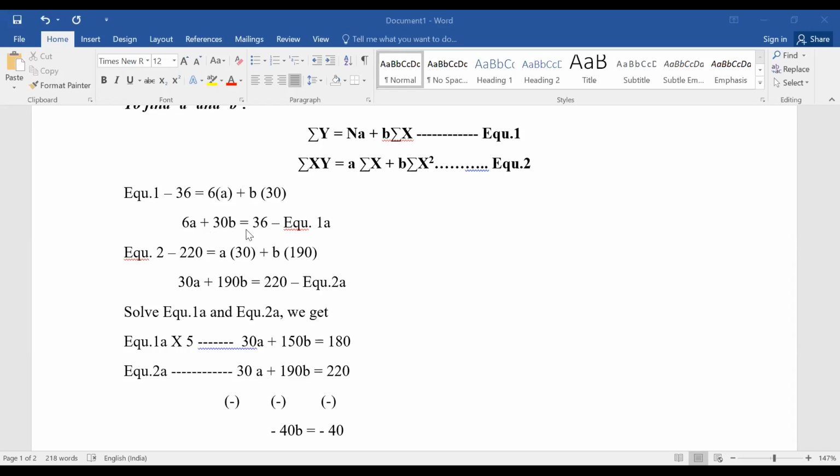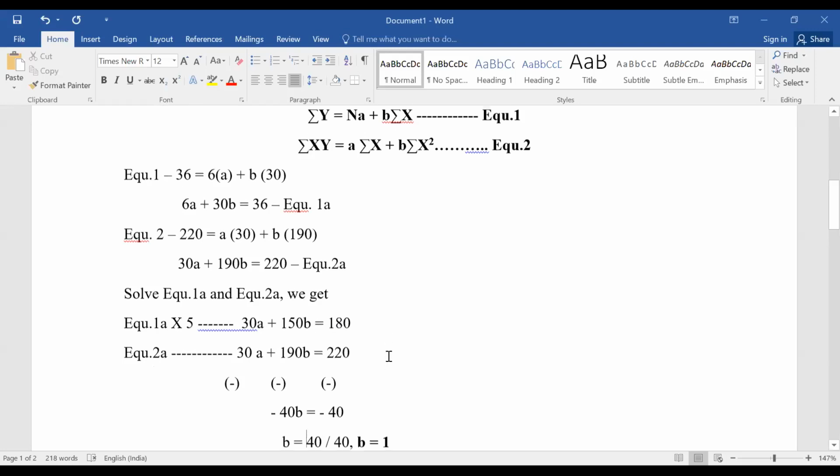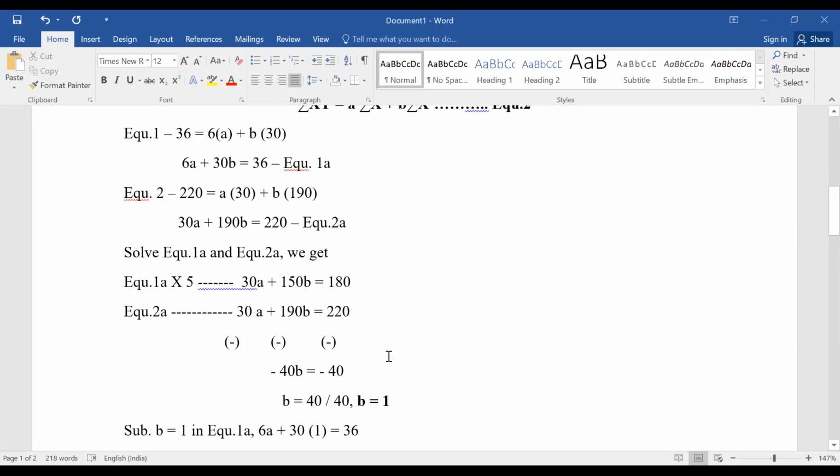If you want to eliminate, it will be easy if you eliminate a. Why? Because in equation 1a, the coefficient of a is 6, and in equation 2a, the coefficient of a is 30. So it is easy to cancel the variable. If you multiply the first equation by 5, it will get 30. And then we got this equation. After solving equations 1a and 2a, we get b equal to 1. Substituting b equal to 1 in equation 1a, we get a equal to 1.